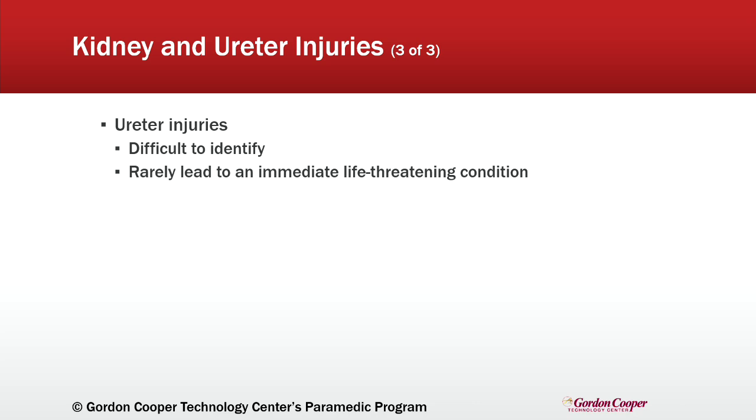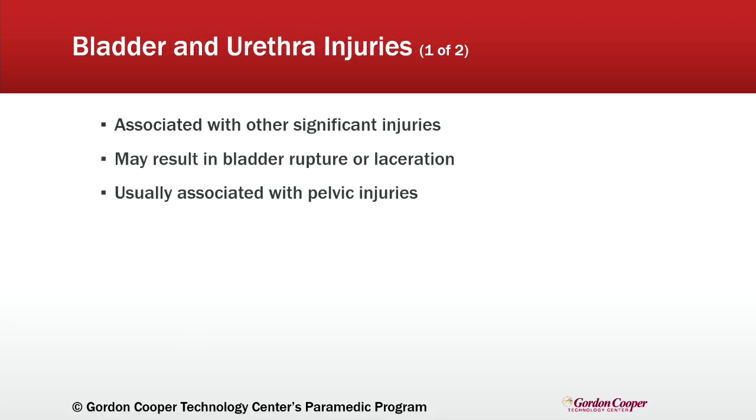Urethral injuries are very difficult, if not impossible, to identify in the pre-hospital setting. They rarely lead to immediate life-threatening conditions, but they can be problematic on down the road. Bladder and urethral injuries are typically associated with other significant injuries. An injury can result in a bladder rupture or laceration. These injuries are usually associated with pelvic injuries from motor vehicle crashes, falls from heights, or physical assaults, and pelvic fractures may perforate the bladder.